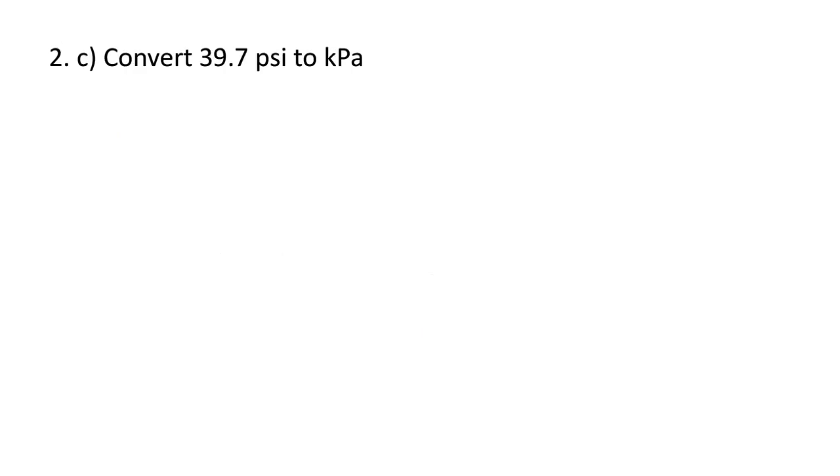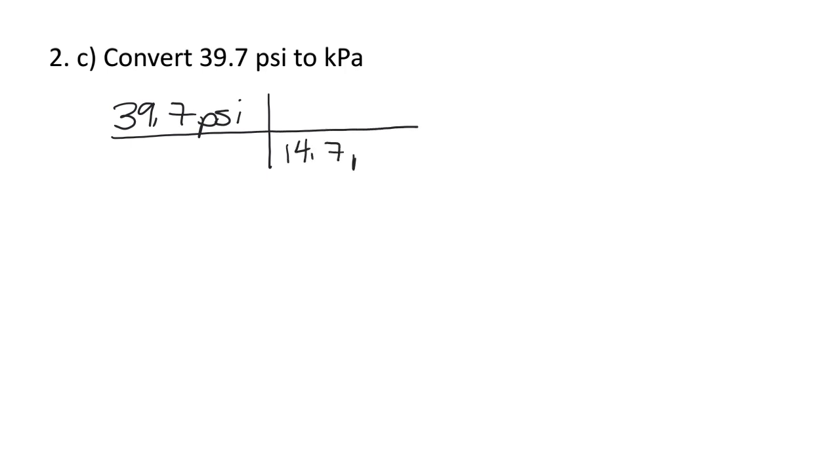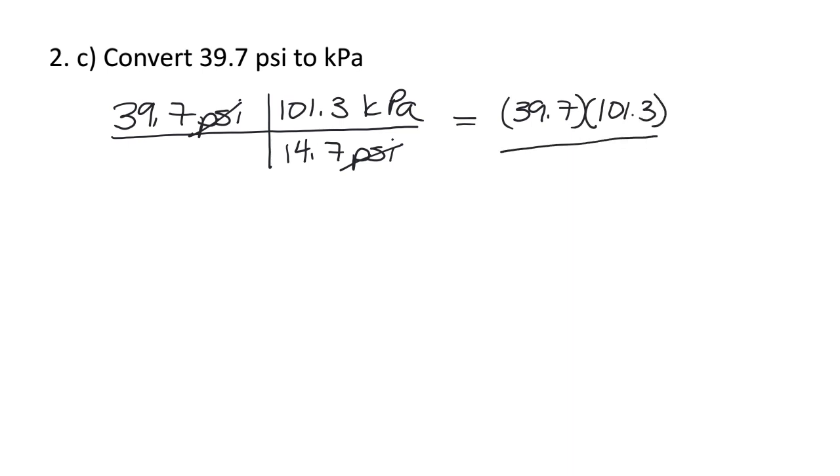Now this last one, 39.7 psi to kPa, I'm not going to show you the unit conversion one. I'm just going to do the picket fence, but you can use whichever method you like best. So this one's 39.7 psi, 14.7 psi, 101.3 kPa. And that's going to be 39.7 times 101.3 divided by 14.7. And when I do this, I get 274 kPa.